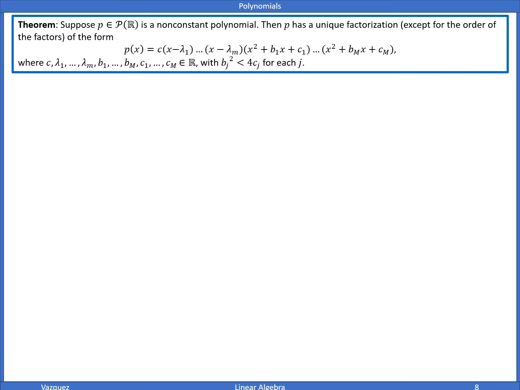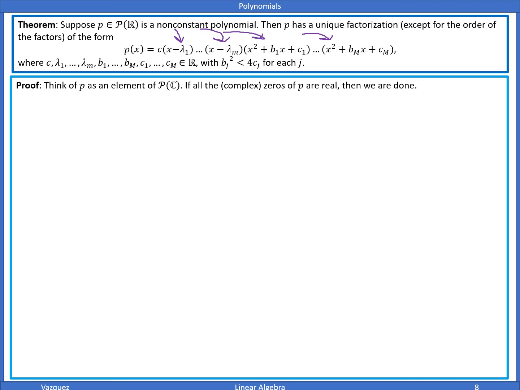It's a lengthy one. Suppose P is a non-constant polynomial, then P has a unique factorization of this form. Now here, notice how there are quadratic expressions as well as the ones we had before. And all these coefficients and lambdas are real numbers. Okay.